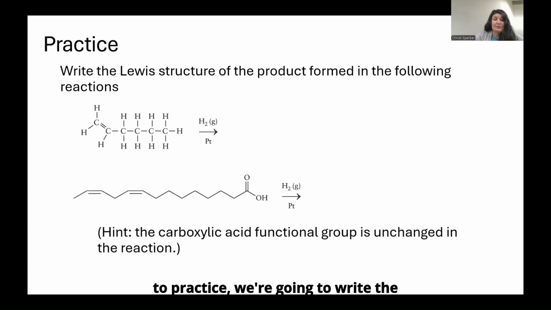So to practice, we're going to write the Lewis structure of the product formed in the following reactions. Let's go ahead and pause the video, and when you're ready, we'll come back and we'll work on them together.